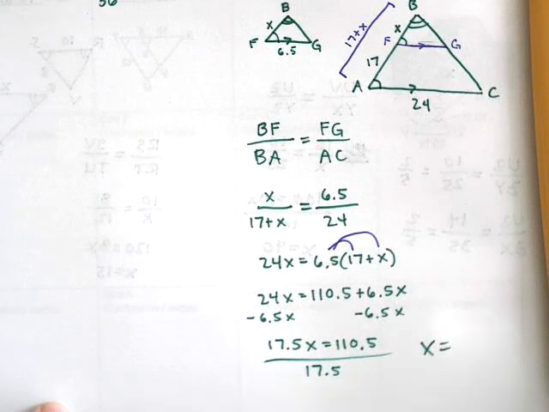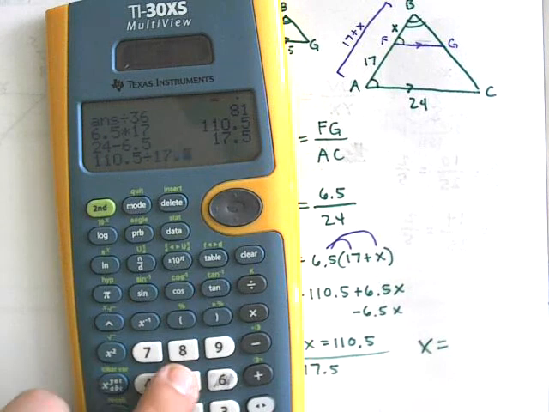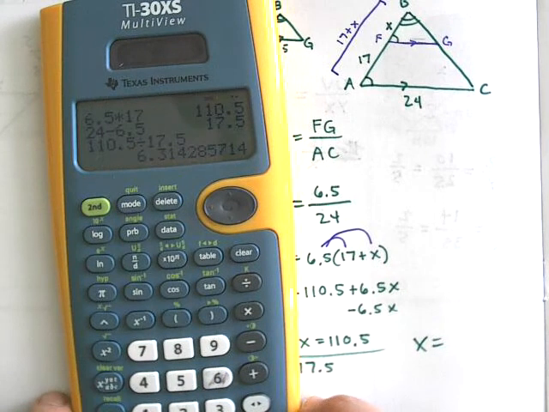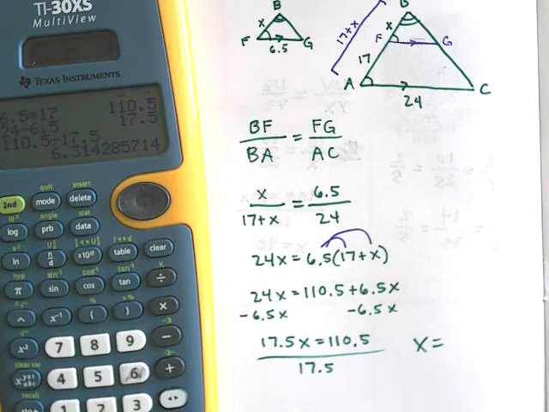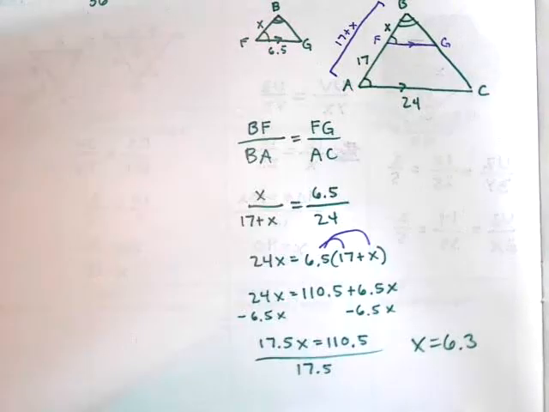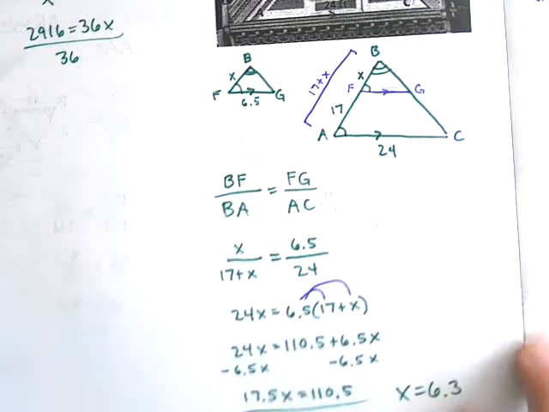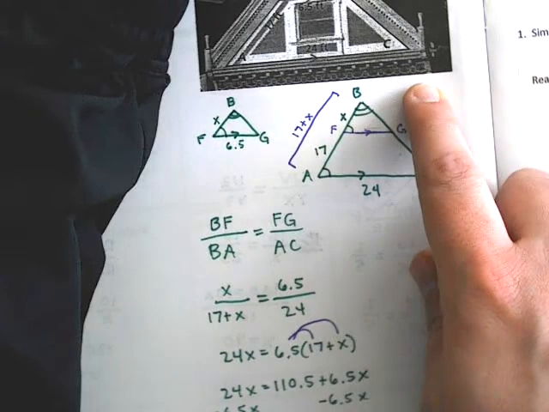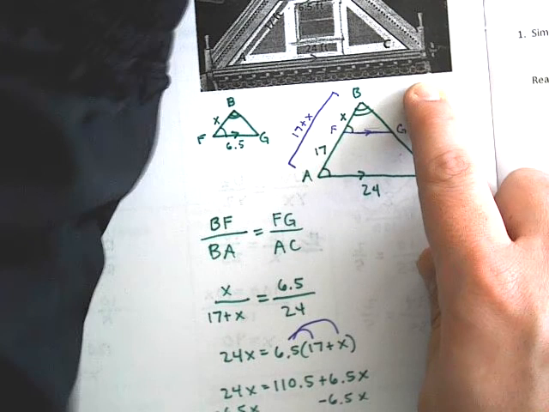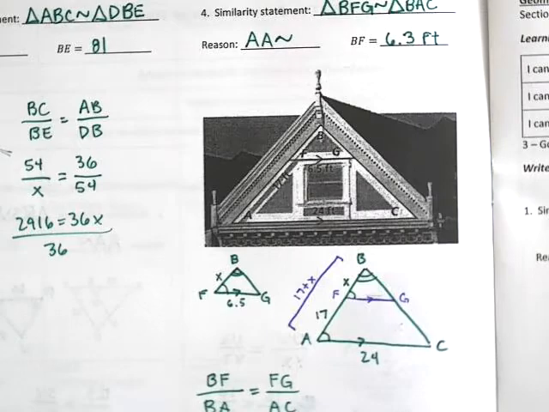equals, let's see here, 110.5 divided by 17.5, 6.3. Let's double check. It says, find the missing length. So our missing length, 6.3 feet. 6.3 feet.